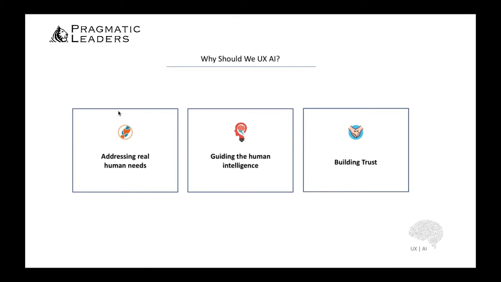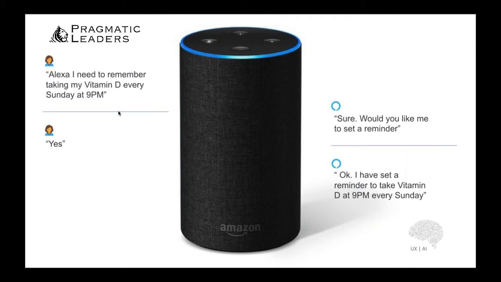First reason is we are addressing real human needs. I need to remember to take my medicine, my vitamin D, every Sunday at 9 p.m. I'm sharing that with Alexa. So I say, Alexa, I need to remember to take my vitamin D every Sunday at 9 p.m. Alexa responds and says, sure, would you like me to set a reminder? I said, yeah. And Alexa says, okay, I have set a reminder to take vitamin D at 9 p.m. every Sunday. It's basically reconfirming with you. And it is a real need, and Alexa is present, and I can ask Alexa for help.